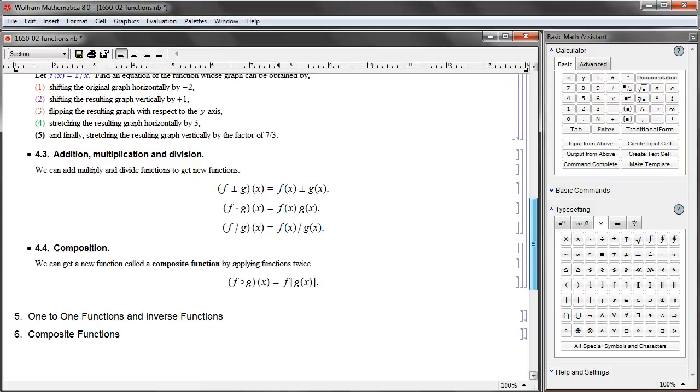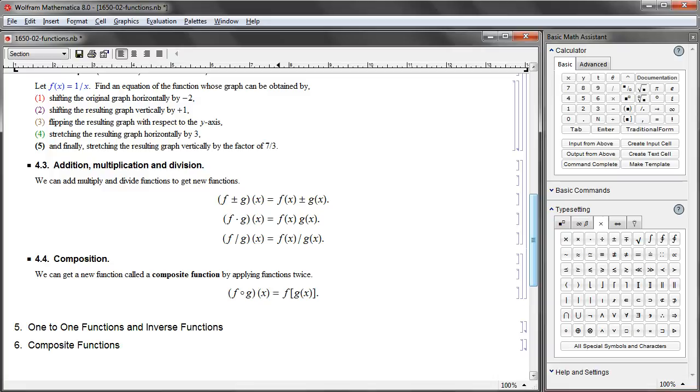And I'm going to tweak the order a little bit. I'm going to talk about inverse function first and then composition function later.